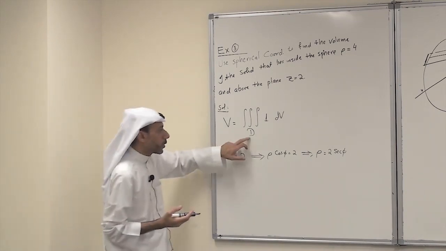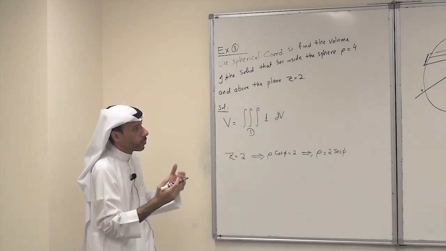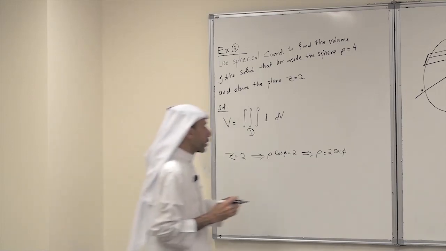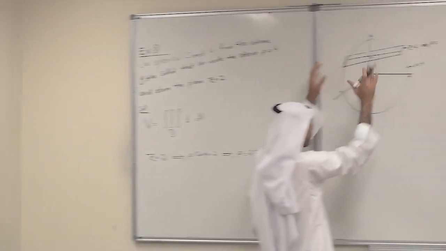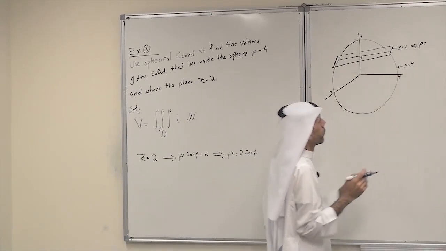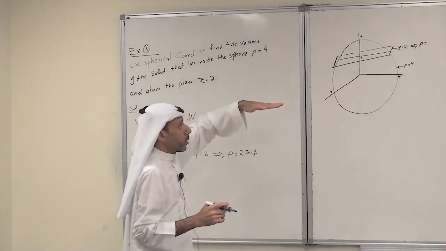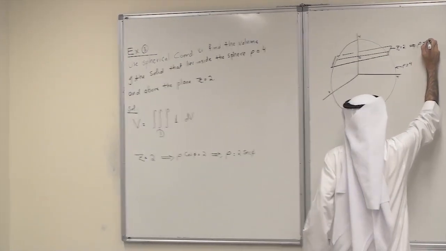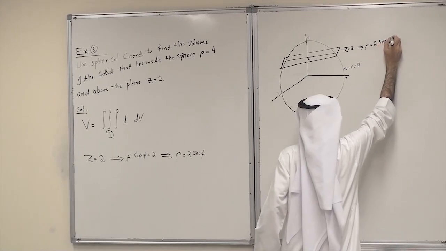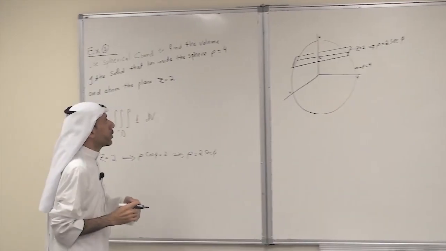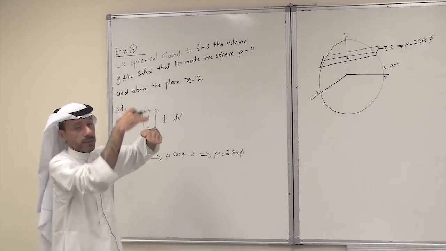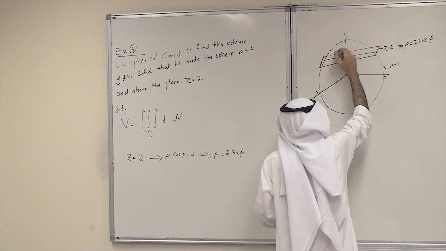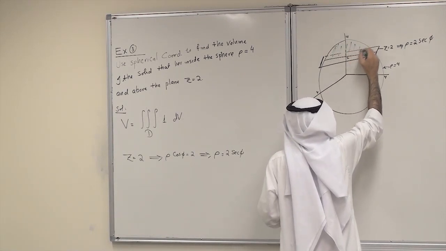We need to describe the solid D in spherical coordinates. As usual, the first step is to sketch the solid D. We have a sphere of radius 4, so this is rho equals 4, and a plane z equals 2, whose equation in spherical coordinates is rho equals 2 secant phi. The solid is the part above the plane and inside the sphere. Everything inside the sphere but above the plane.